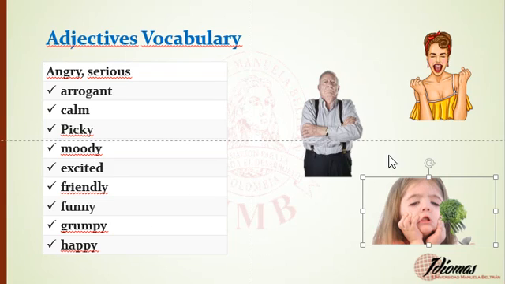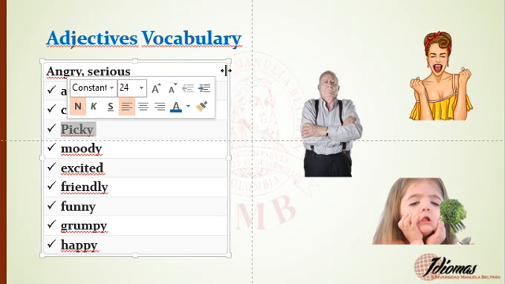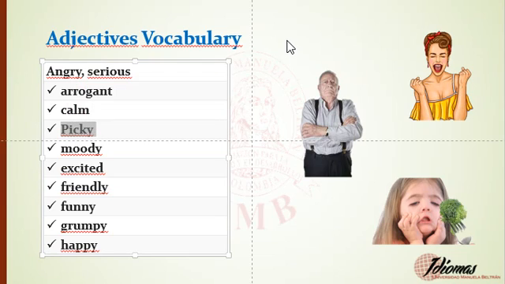And what about this image? We have a little girl who is frustrated. Maybe her father is trying to feed her with this food. This is broccoli, right? She feels frustrated, she doesn't want to eat it, maybe because she doesn't like vegetables, so in this case, it refers to picky. What is picky? Picky is a person who is difficult.